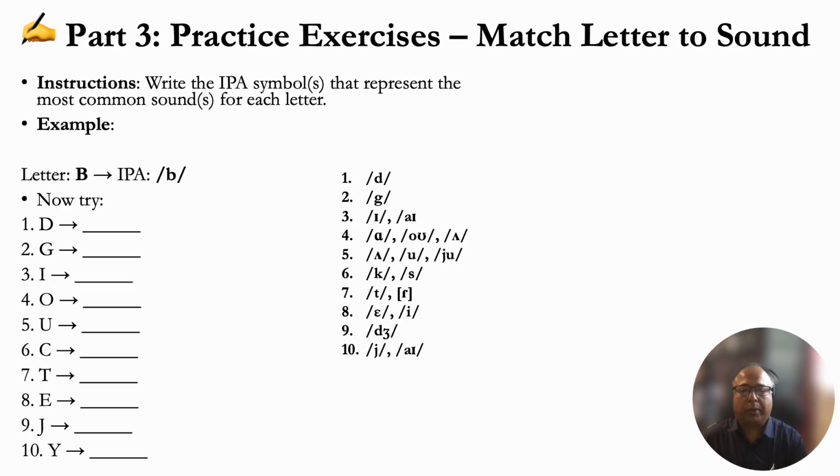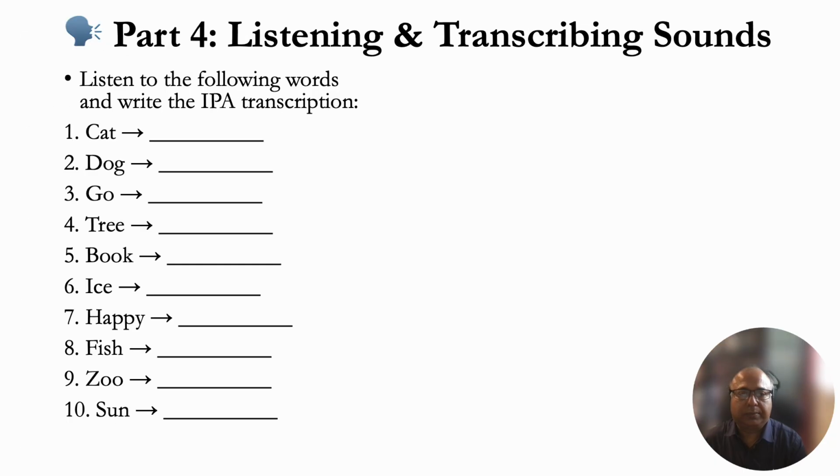So I hope you did well on this exercise. Let's move on. I am going to pronounce these words for you, so listen to me carefully and write the IPA transcription for each word. There are 10 words, so I will pronounce each one slowly and then I'll wait for you to transcribe. Okay? Ready? 1. Cat.